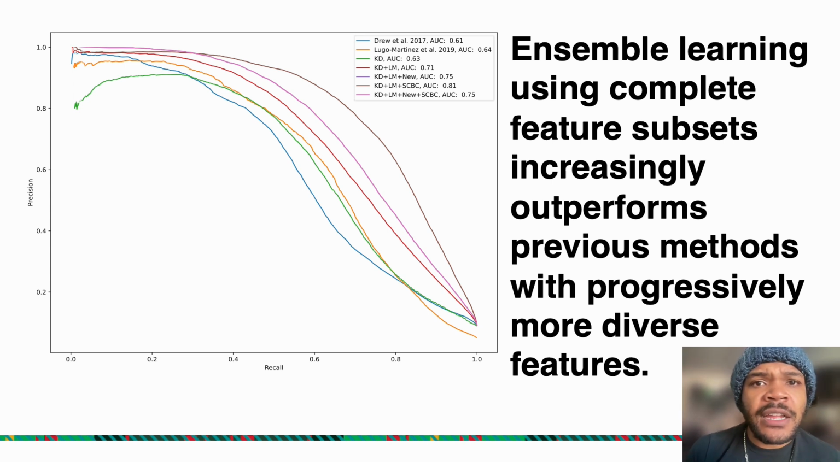Now, as we compare our results to the preceding studies, we find that with just the Drew set of features, we're already achieving comparable performance to those studies. Next, when we add features that were introduced by Lugo Martinez, our model immediately begins to outperform the others. Finally, as we add the new combination features and subsequently the set of features from subcellular barcode, it's clear, it's evident that we're making a dramatic improvement.